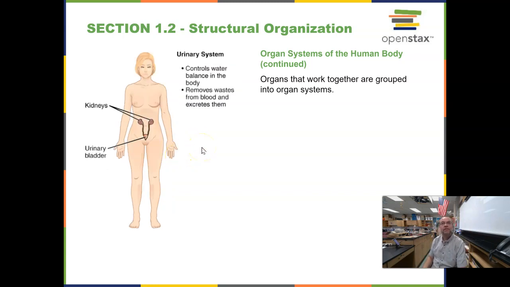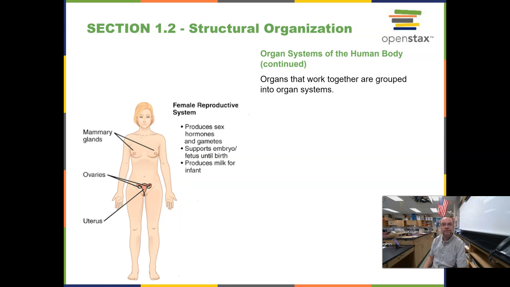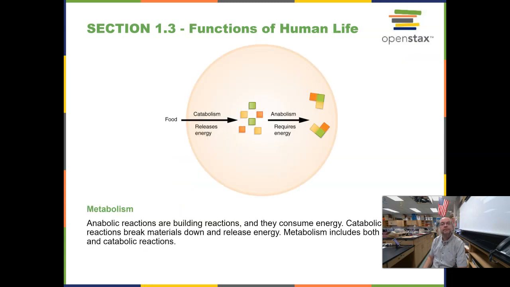We also have the urinary system, which is made up of the kidneys and the bladder, and the kidneys are very, very important for regulating waste at the microscopic level, and very important for maintaining a balance of water in your body. We've got the male and the female reproductive system, which are responsible for reproducing. And that takes us to section 1.3.